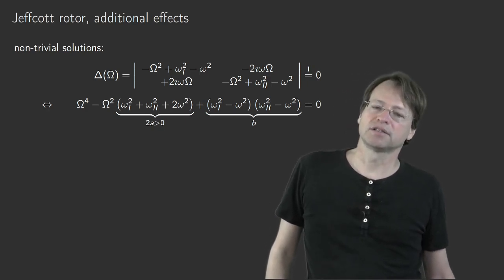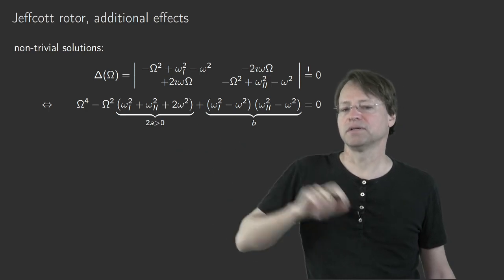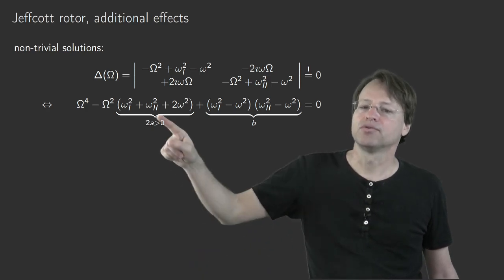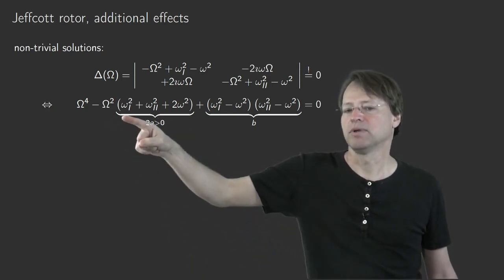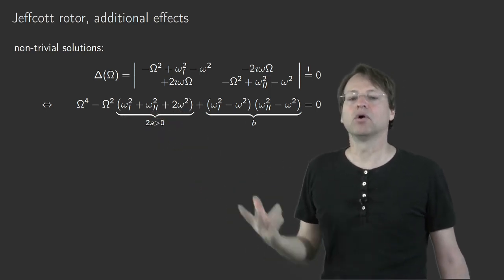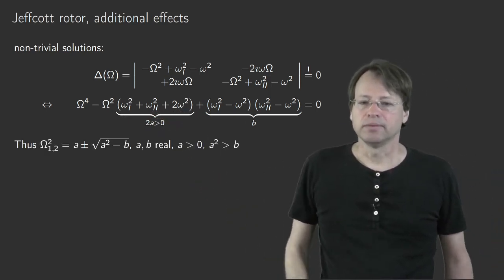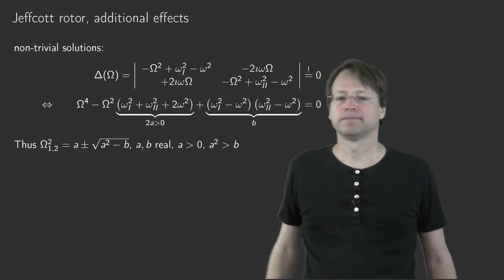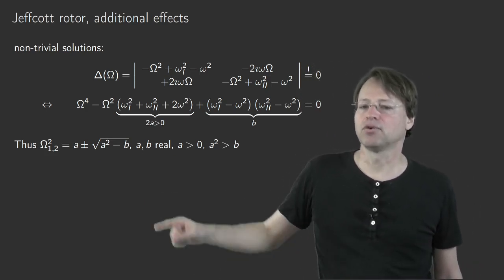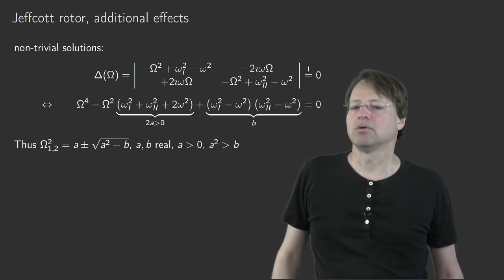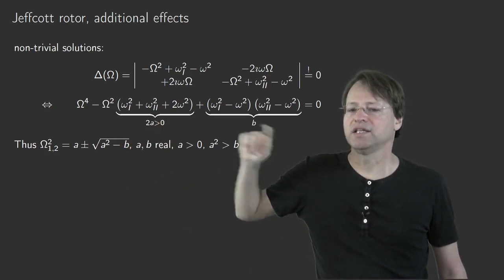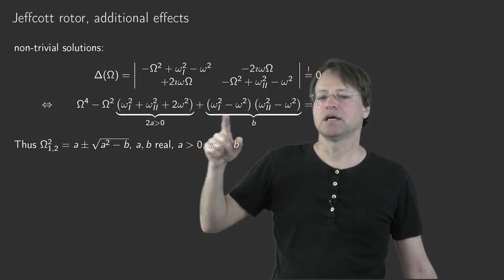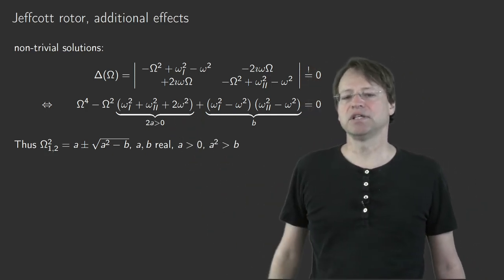From that quadratic equation, it's always important to look at these coefficients here. For the coefficient, which I termed here 2a, one can say that that coefficient is indeed positive because omega 1 squared, omega 2 squared, and 2 omega squared are all positive numbers. Now, let's look at the solution in terms of omega squared. The solution can be written by the classical formula as a plus or minus the square root of a squared minus b. Now what can be said about a and b is that a and b are real numbers. Everything are real parameters here.